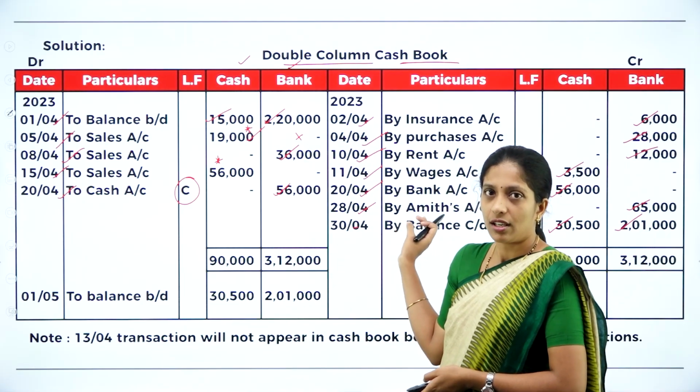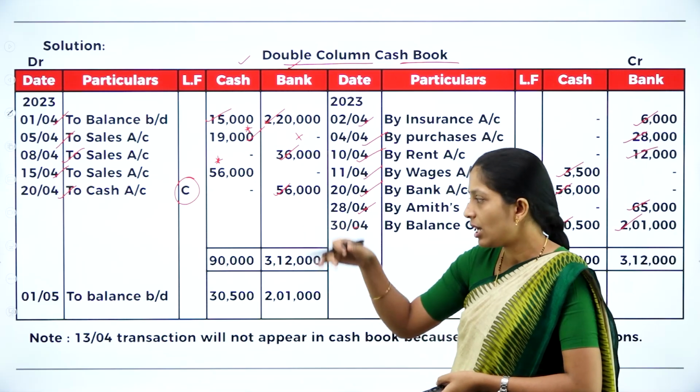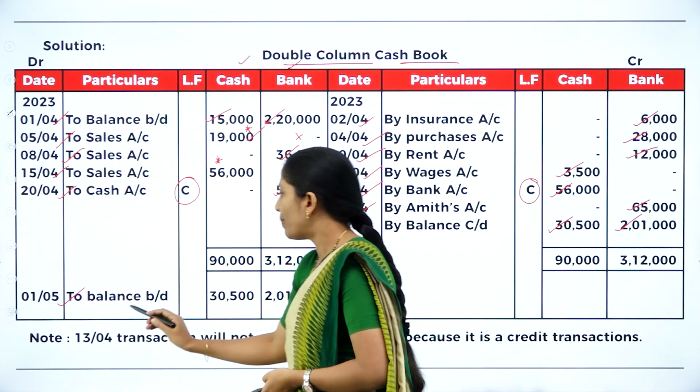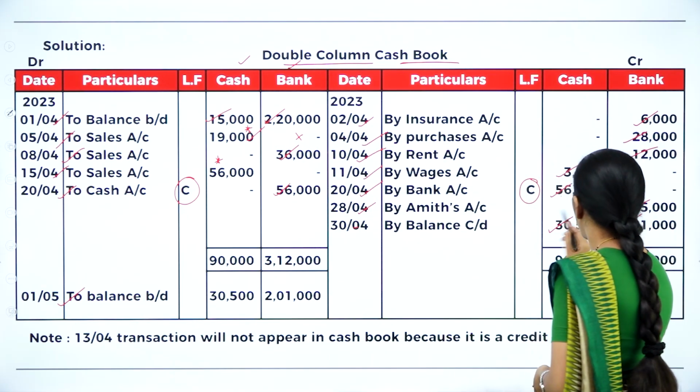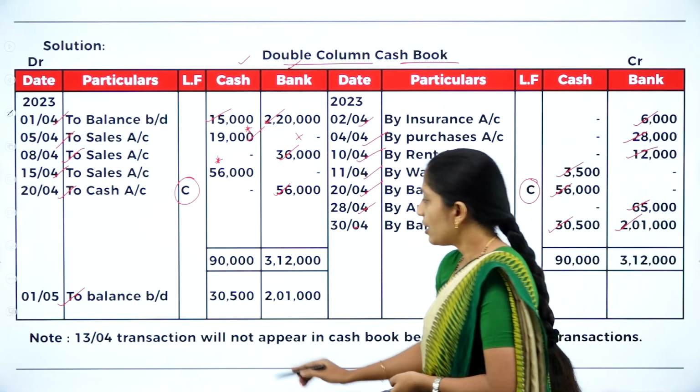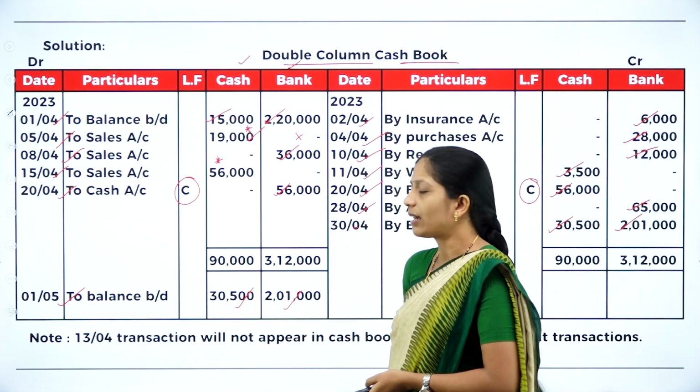Once you balance, if you are done with the balance carried down, you have to bring down the balance as balance brought down with the same amount that you have carried down here. Okay, so 30,500 and 2,01,000.